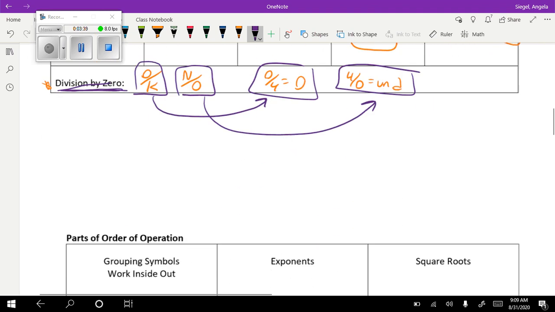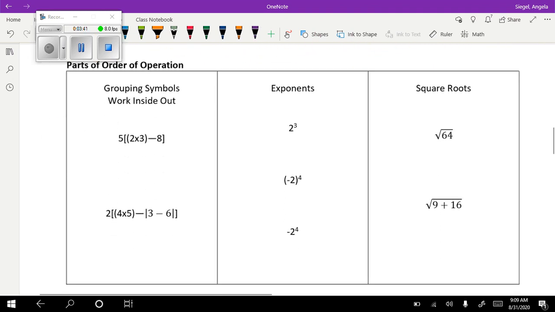Now we're going to transition into order of operations. So the first thing you'll come to is grouping symbols. So when you have grouping symbols, you're going to work from the inside out. So notice that's as inside as I can get. So I'm going to say 6 minus 8 and close those in parentheses. Now do that. 5 times negative 2 equals negative 10. So go ahead and try that one.